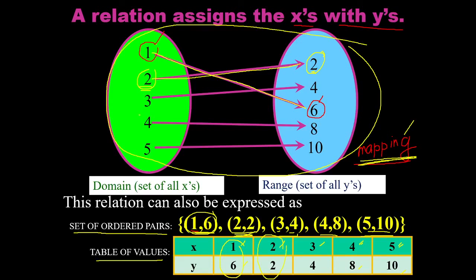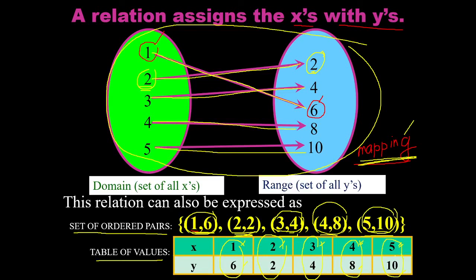If I'm gonna have 3, assign that to 4. So we have here (3, 4). And we have 3, 4 in the table of values. For 5, or rather 4, assign that to 8. So we have (4, 8), and 4, 8 in the table of values. And the last one, we have (5, 10). So (5, 10) in the ordered pair. Then you have here 5 and 10 for the table of values. So that's how you express relations, class. Next.